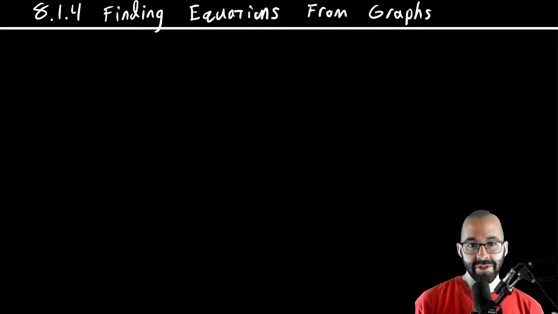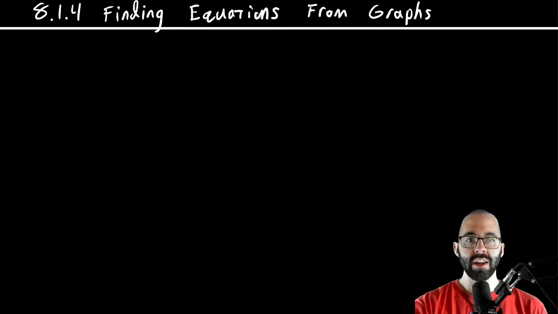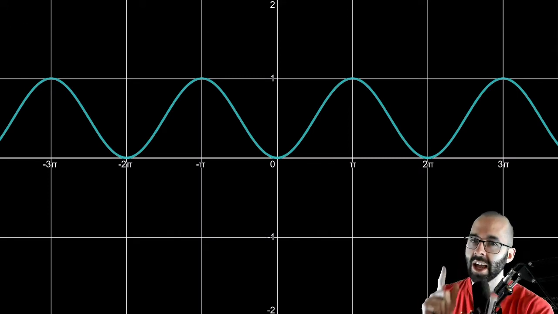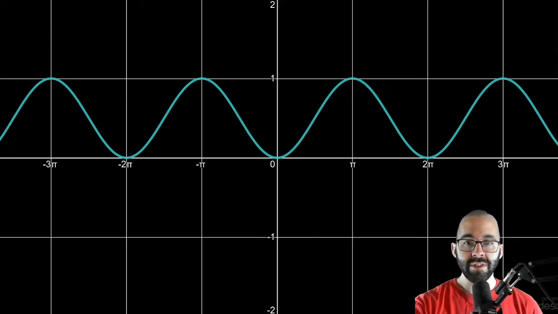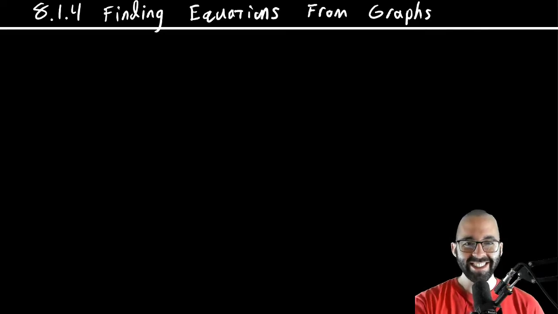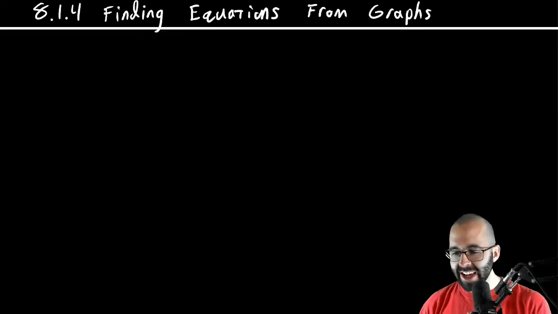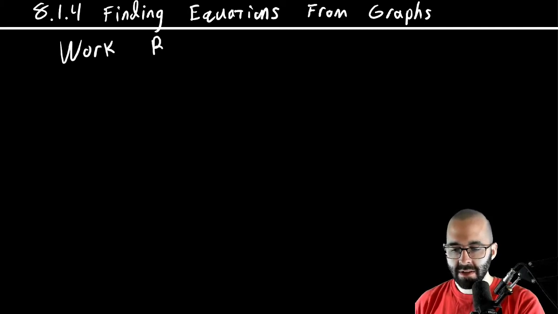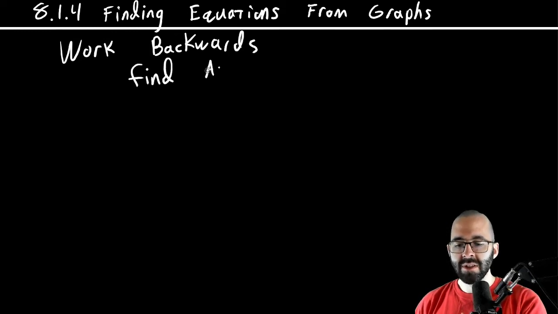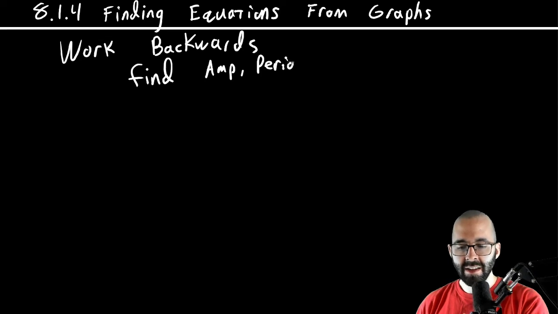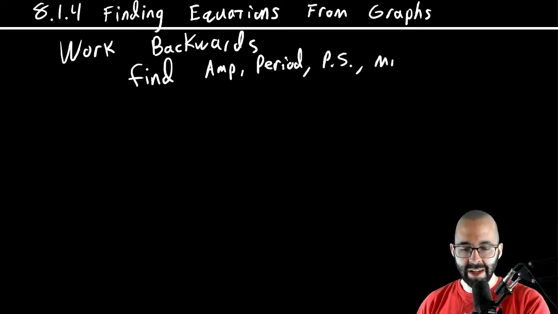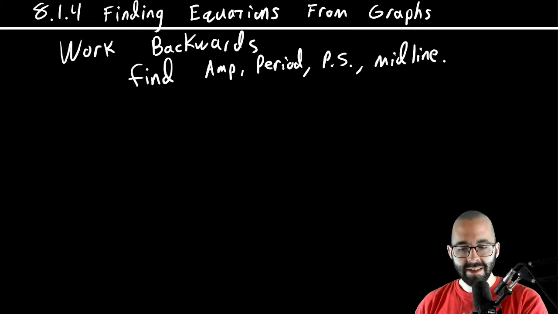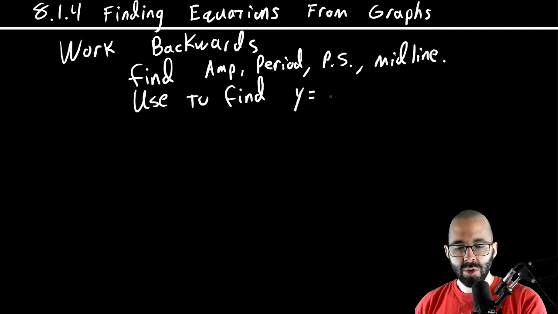All right, let's find some equations from graphs. So if I give you a graph of an equation, like hypothetically this one, can you find the equation of this graph? And the answer is yes, you will be able to. So maybe not yet. And the answer for how you do that is basically you work backwards from what we did before. You're going to find the amplitude, period, the phase shift, the midline, and then use that to put it in standard general form.